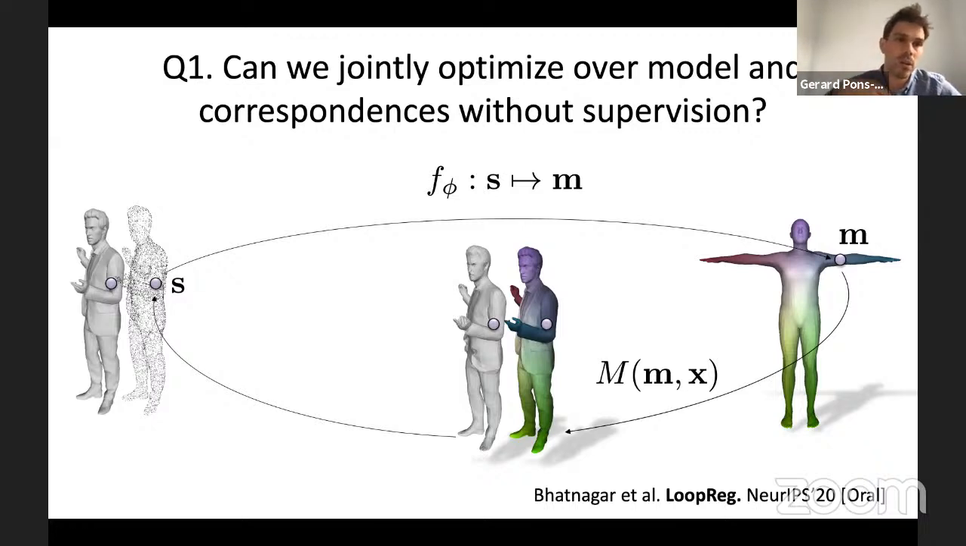So how can we train these end-to-end and leverage this idea of having a shape collection so that the network learns to produce correspondences while we're doing the registration at the same time? Because this would be very appealing.